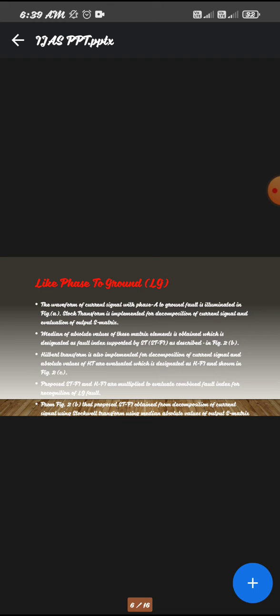The proposed STFI and HFI are multiplied to evaluate the combined fault index for recognition of the line fault.